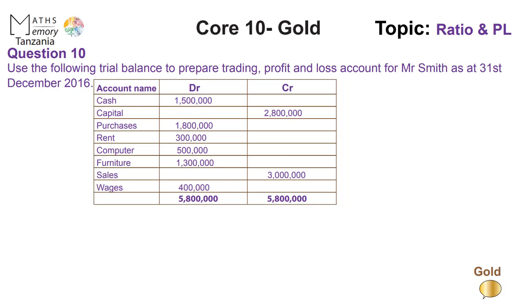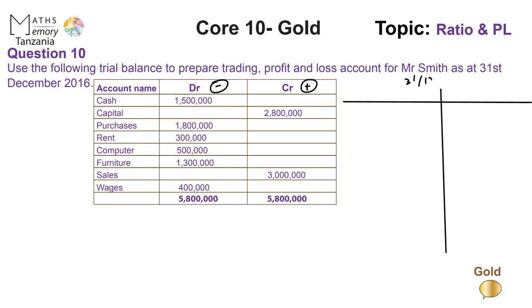So this is a trial balance, and the trial balance will always have these two columns, debits and credits. So these are all the expenses on the left, and these are all the income on the right hand side over here. First of all, let's write this ledger on the right hand side. And this is for the 31st of December 16, Mr. Smith.